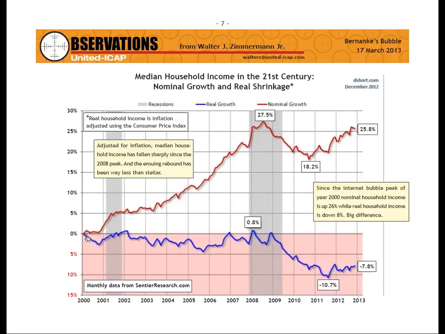If we go back to the peaking of the internet bubble, and that's where many of these perspectives will begin from, median household income has fallen 8% since 2000, while the nominal has increased 26%. That's a huge bid ask between the real and the nominal. And again, it underscores the importance of ignoring the nominal.